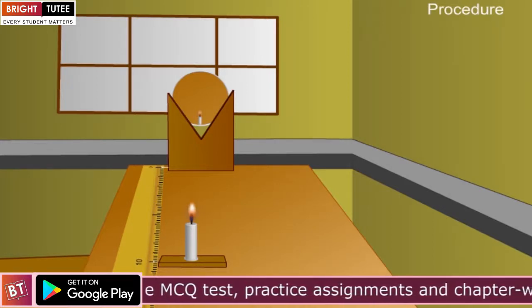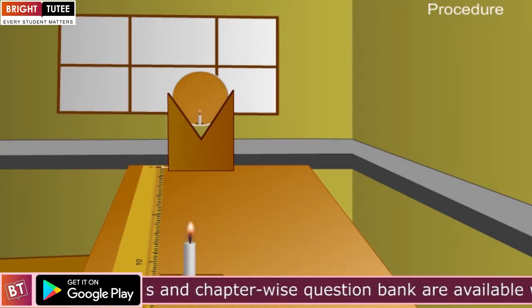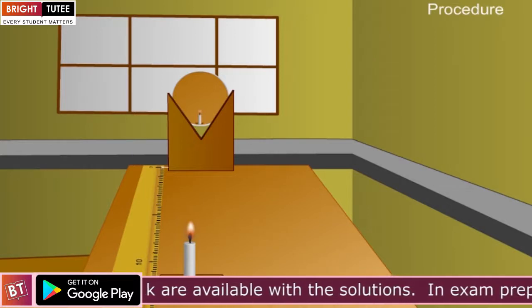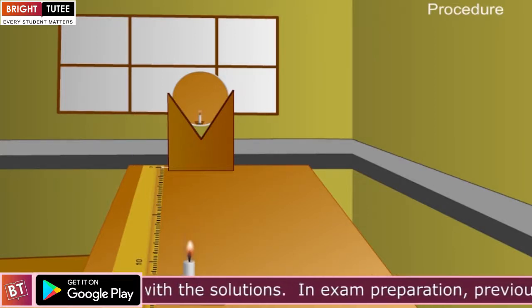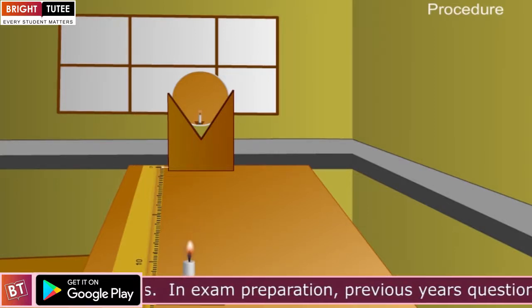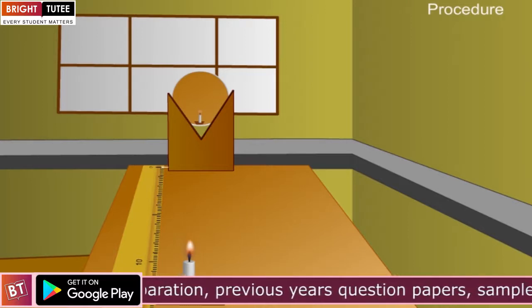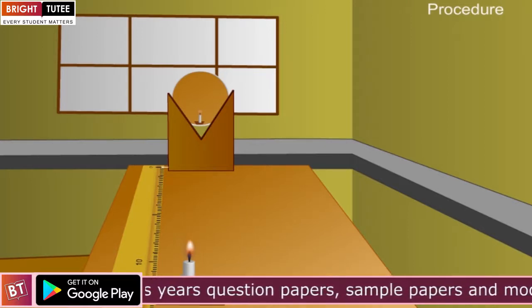You observe that the image remains erect and virtual, but its size decreases with the increase in distance of candle from the pole of the convex mirror. Furthermore, the virtual image formed moves away from the pole of the convex mirror.